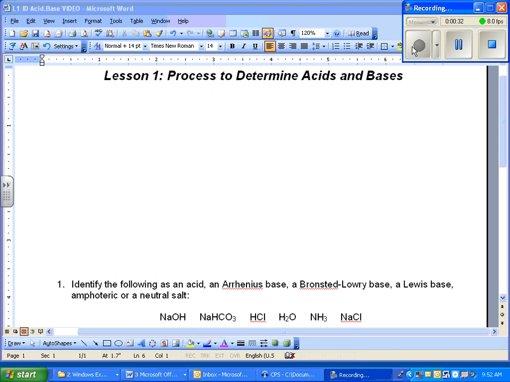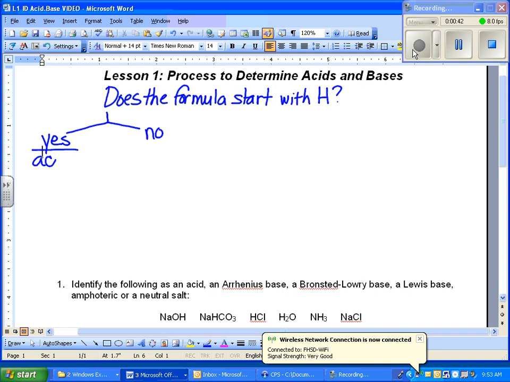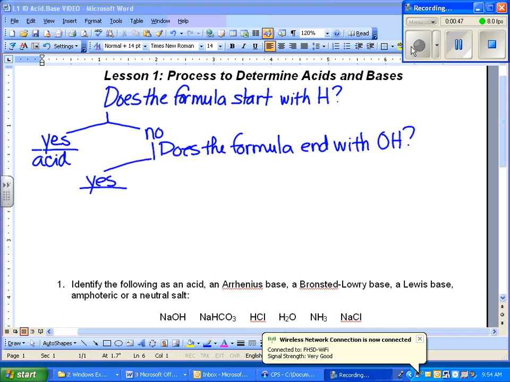So we'll start with an important one. The first question I would ask is, does the formula start with H? If the answer is yes, then this is an acid. If the answer to that question is no, I would ask the next question.